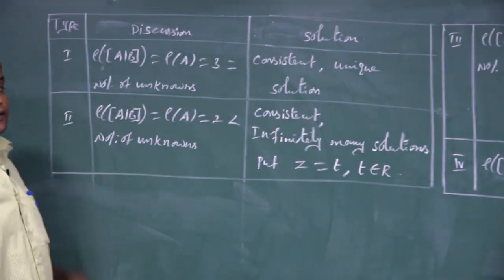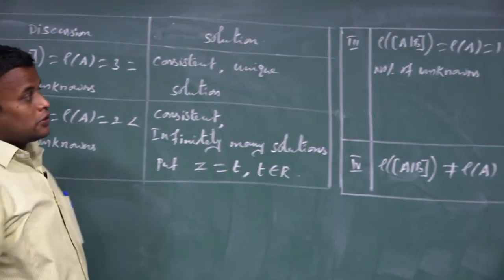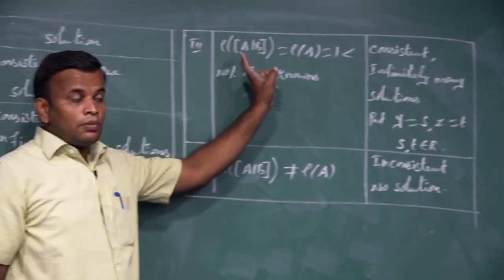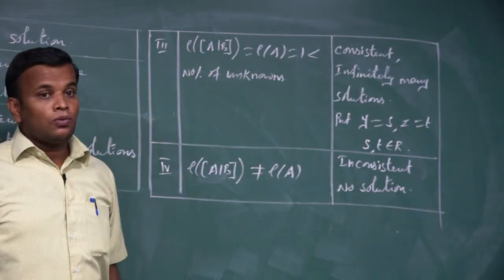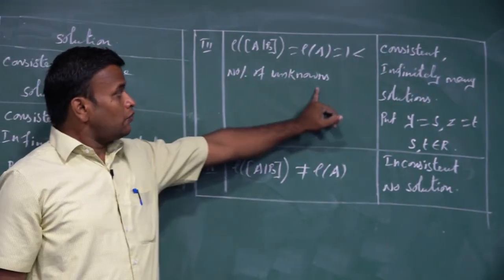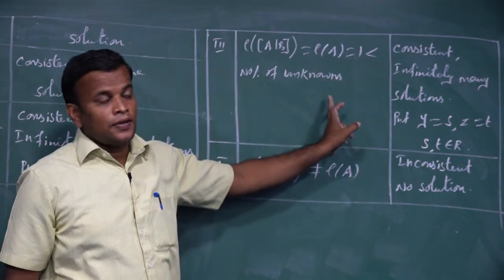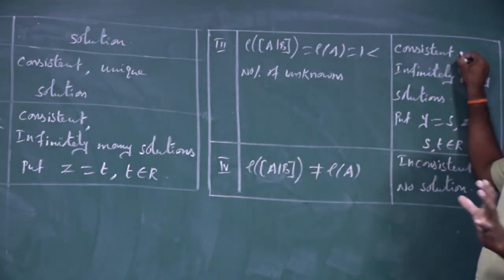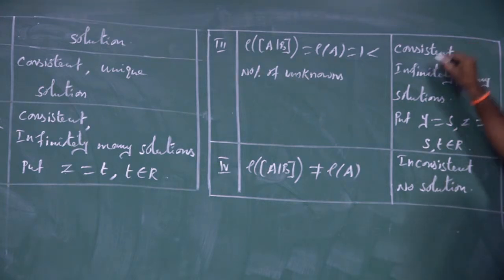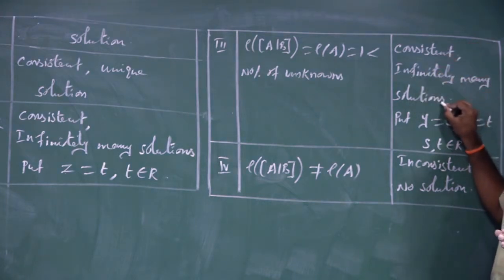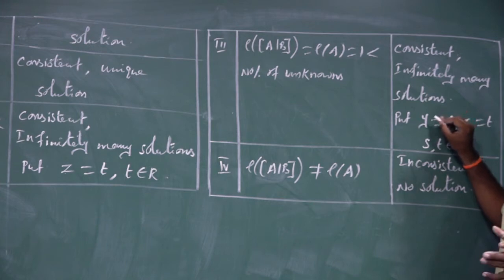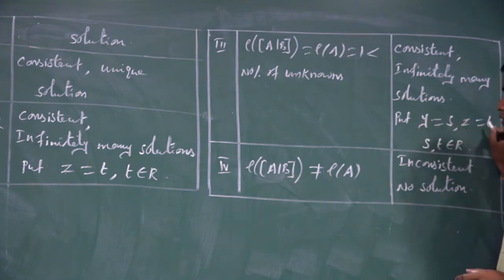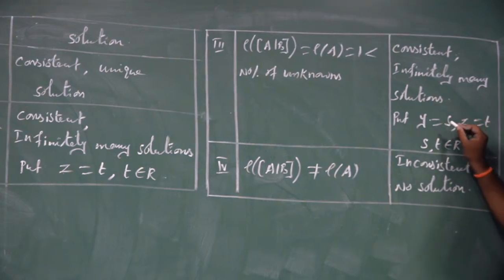And the third case, both ranks are equal to 1, that is, rank of [A|B] and rank of A are both equal to 1. 1 is less than 3, the number of unknowns. In this case also the system is consistent. It has infinitely many solutions, and we put y is equal to s and z is equal to t, where both are real numbers. We can put any letter. Usually in our textbook s and t are used.